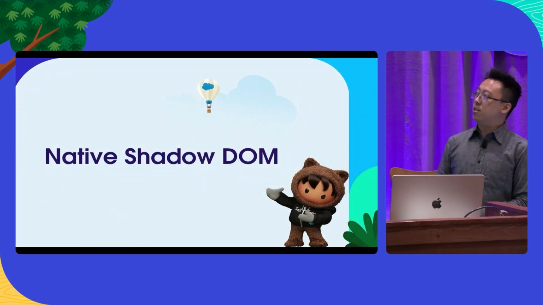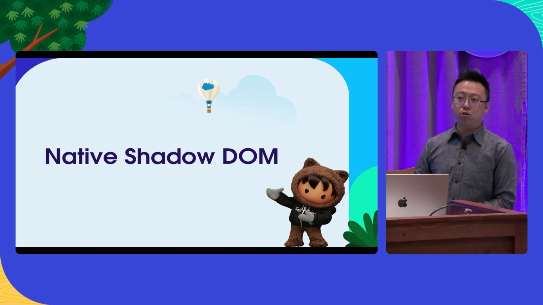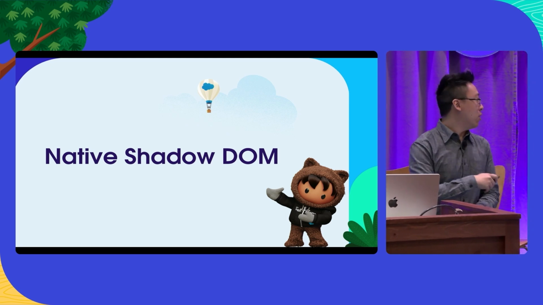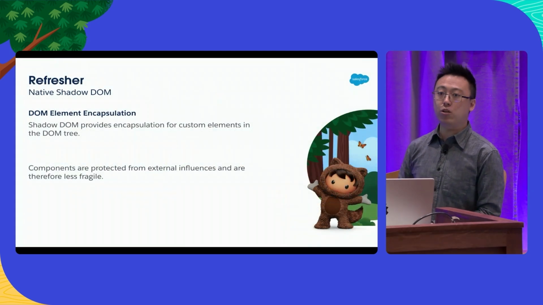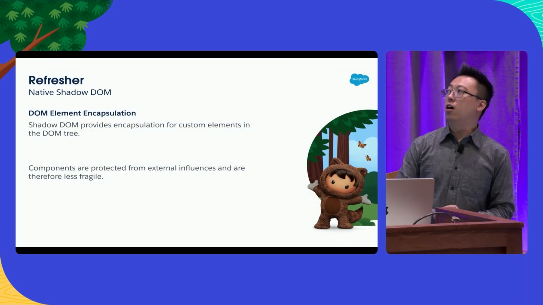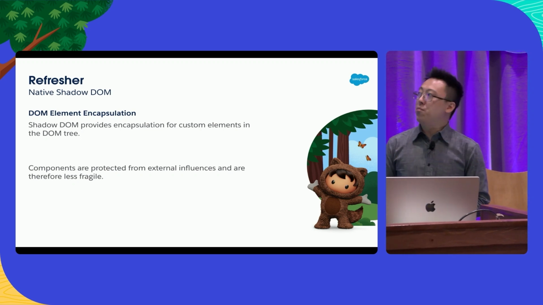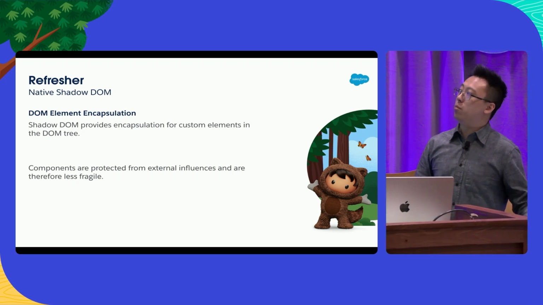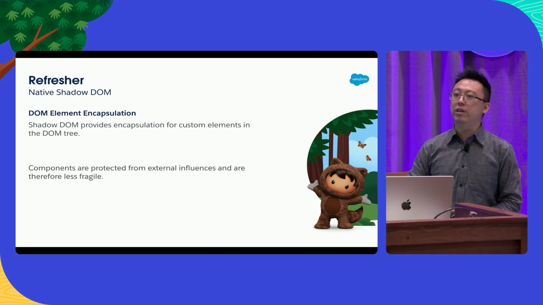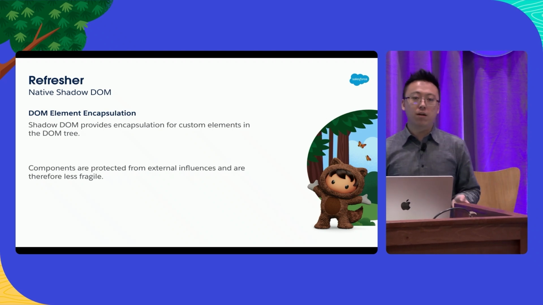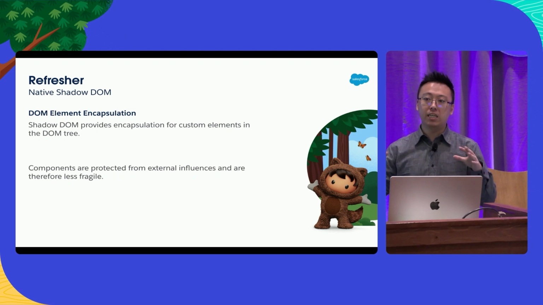Our next section is going to be native shadow. I'm going to go through a quick refresher, and then Bhargav will take us away with some tips on working in a native shadow environment. Just a quick refresher, native shadow is a feature in the DOM that allows you to encapsulate your web components, allows you to encapsulate the styling, the JavaScript, the various properties of it, and keep them enclosed.